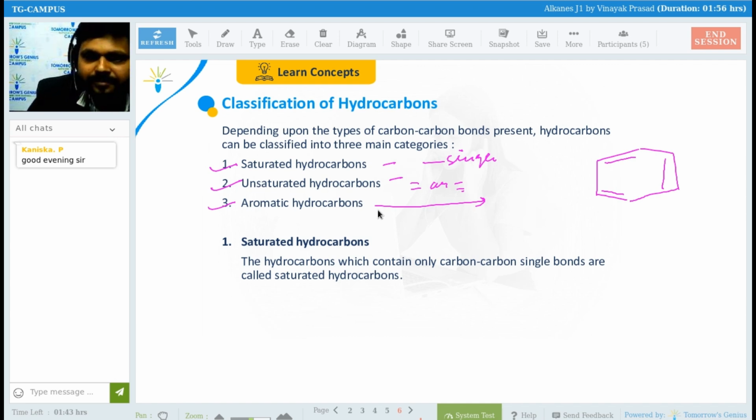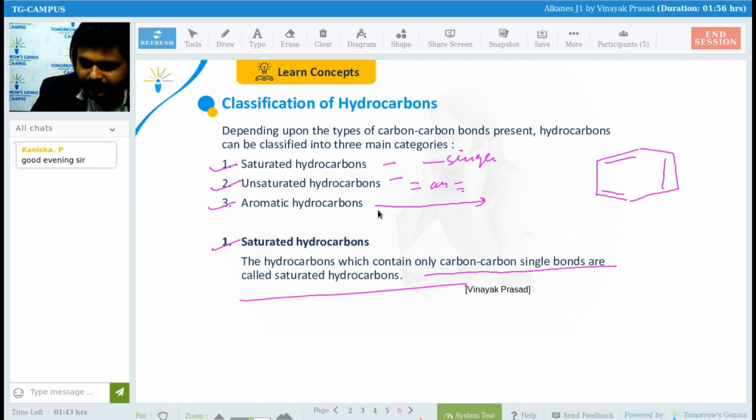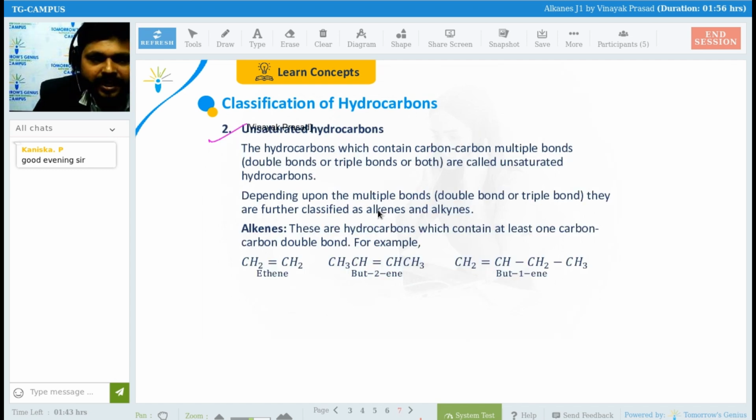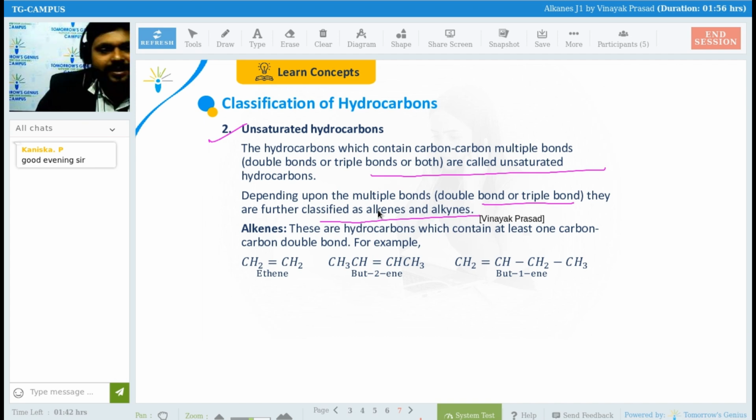Now, come to the point. The hydrocarbons which contain only carbon-carbon single bonds are called saturated hydrocarbons, as I have told you. The hydrocarbons which contain carbon-carbon multiple bonds, double bonds or triple bonds, are called unsaturated hydrocarbons. Depending upon the multiple bonds, they are further classified as alkenes and alkynes. I told you in the very beginning of organic chemistry that if a double bond is there, it will be alkene, and if a triple bond is there, it will be alkyne.